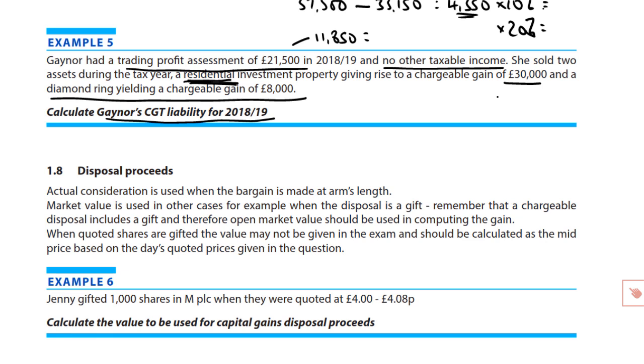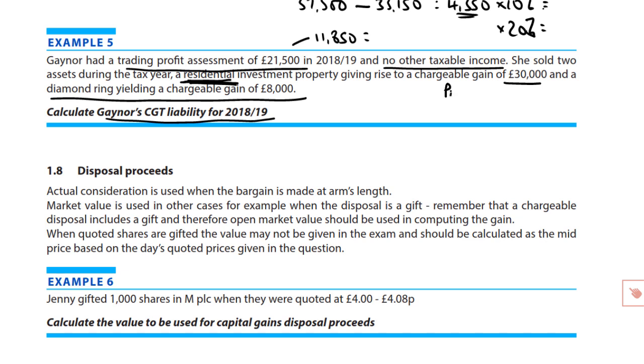Now, that should be an easy question to answer, because we know that the investment residential property is going to be 18% or 28%, whereas the gain on the diamond ring is 10% or 20%. That tells you, therefore, that you deduct the AEA from the property gain.